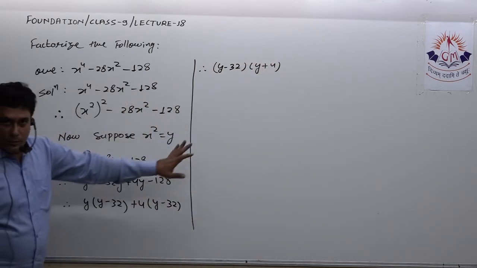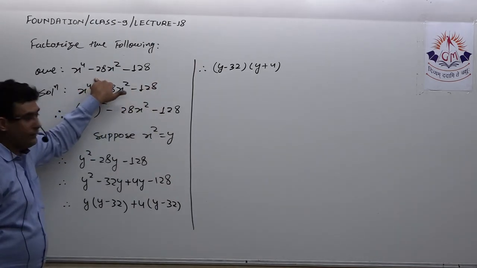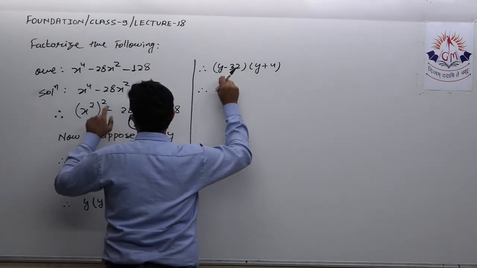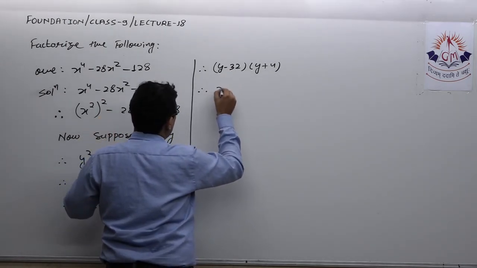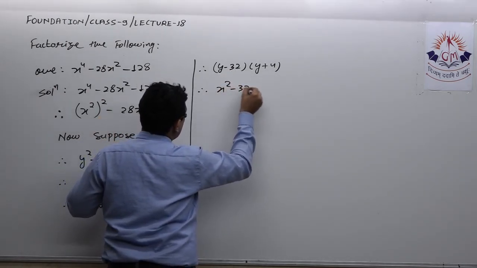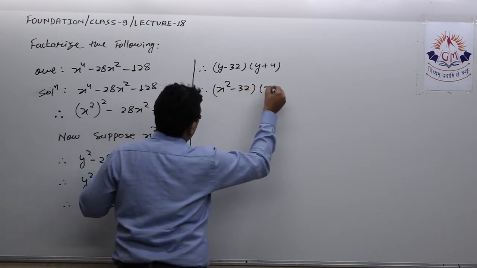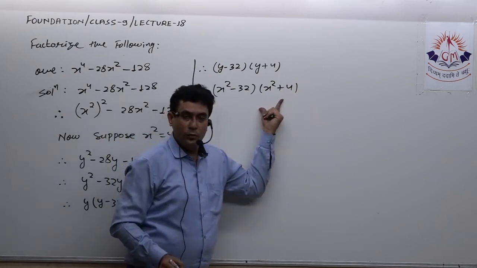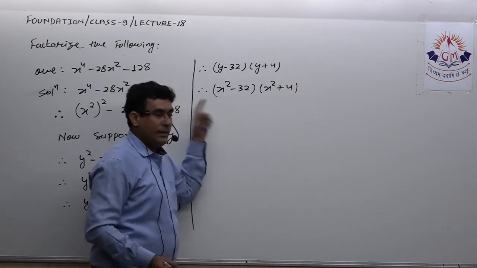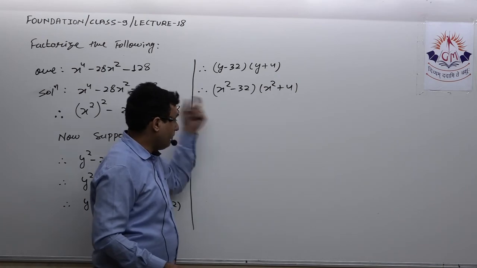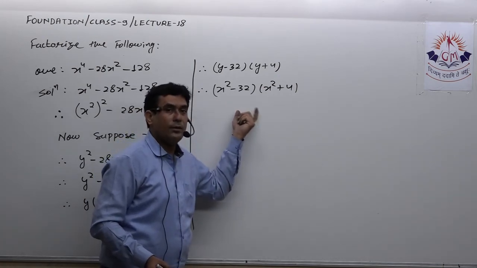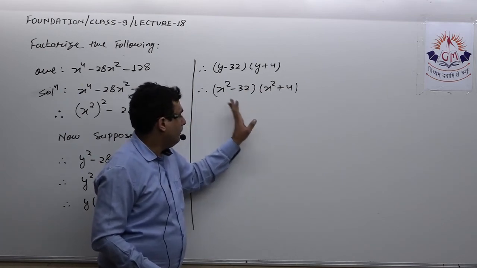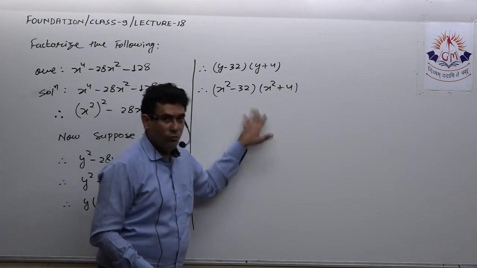Now this is not my final answer. Why? Because I need to get the factors in terms of x. So I will replace y. Y was x square. So x square minus 32, and over here x square plus 4. Here definitely it is possible to find the factors, but if you do, one of the terms becomes a root, because 32 is not a complete square. So better to keep this as your final answer.